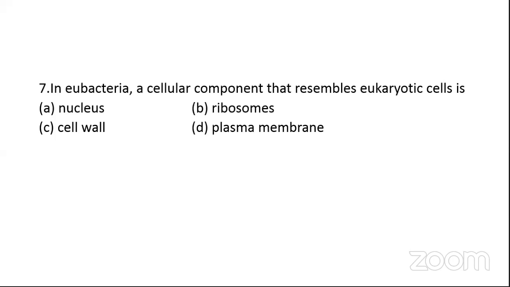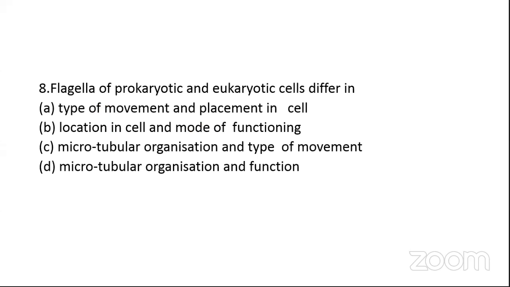Okay, so we'll go one by one. Nucleus is wrong. It is not the same. Why? Because they don't have a nuclear membrane. Ribosome is wrong because 70S and 80S. Cell wall is also wrong because eukaryotes have cellulose and hemicellulose; here it's a different one. So plasma membrane is the correct answer. Both of them have the same type of plasma membrane.